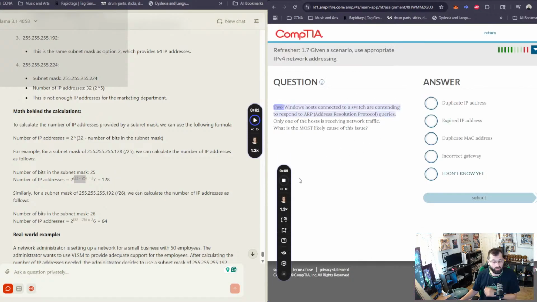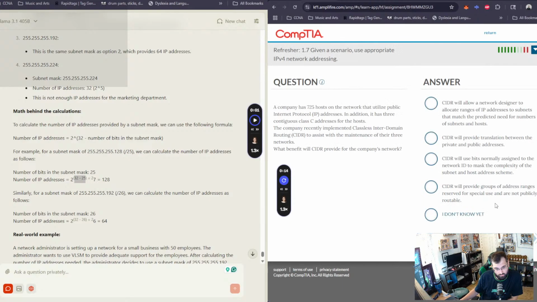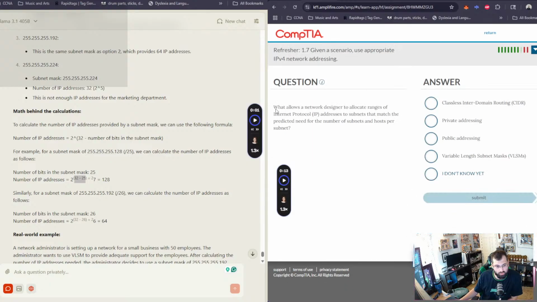I think I'm burnt. Two Windows hosts connected to a switch are contending to respond to ARP address resolution protocol queries. Only one of the hosts is receiving network traffic. What is the most likely cause of this issue? Complexity. I try not to do this. This is me just because I've memorized the answers, not me going through it and thinking it through. You know what I'm saying?